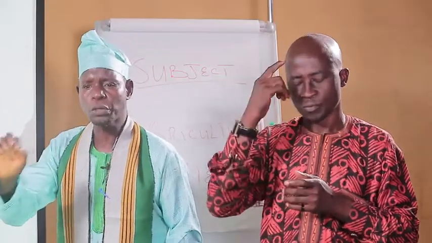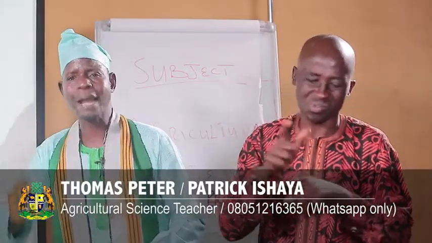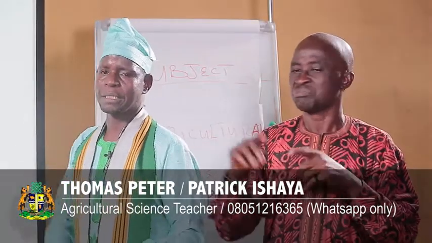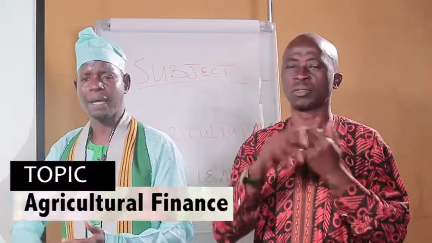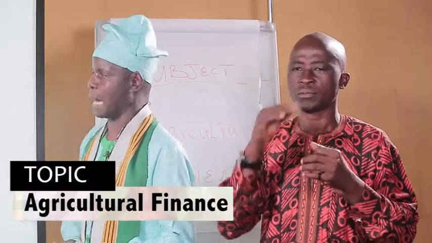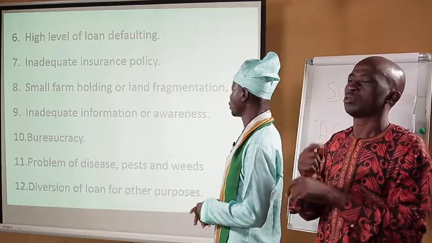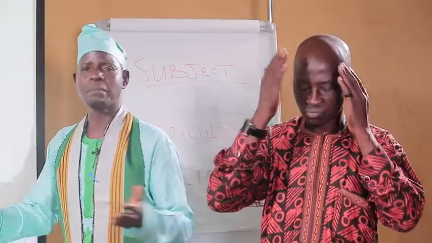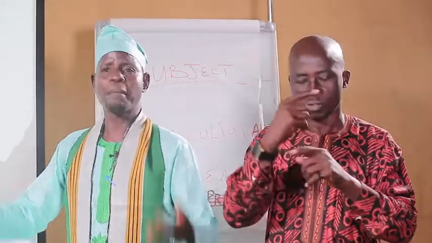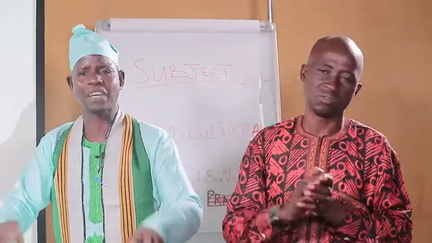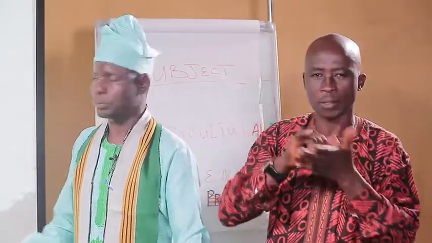Farmers have small units of land. They cannot practice mechanization. Thereby, banks are not ready to give loan to a farmer that has a small plot of land. Number 9, inadequate information or awareness. This means that farmers don't even know that a loan exists for them. Some farmers don't even know that there is a bank specifically for them to go and collect loan.